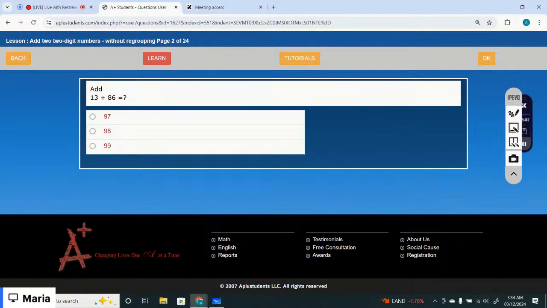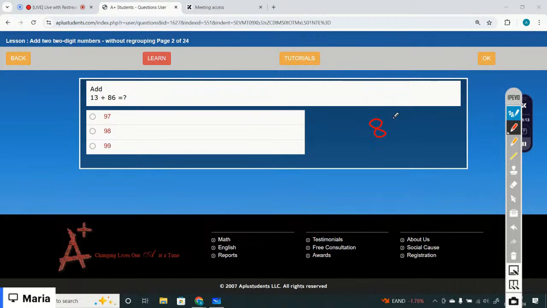13 plus 86, which is the correct option? 86 plus 13, that is 6 plus 3 is 9, and 8 plus 1 is also 9. So that makes 99. Option number 3 is the correct option.